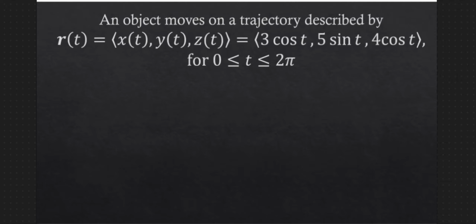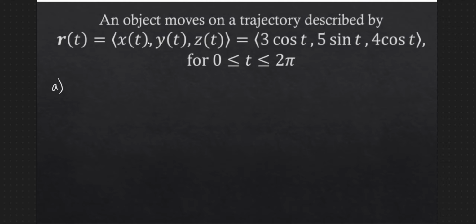Hello and welcome back. In this video we're working through an example where we're tasked with describing and investigating an object moving along this trajectory. The first thing I want to do with this is show that this is actually motion on a sphere. I want to show that r of t is always on a sphere centered at the origin.